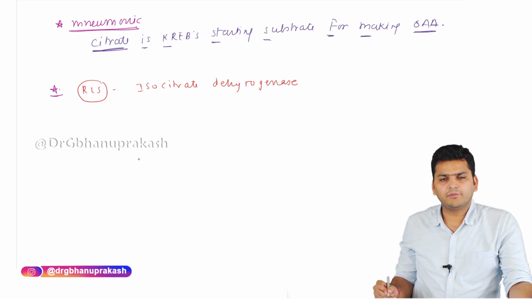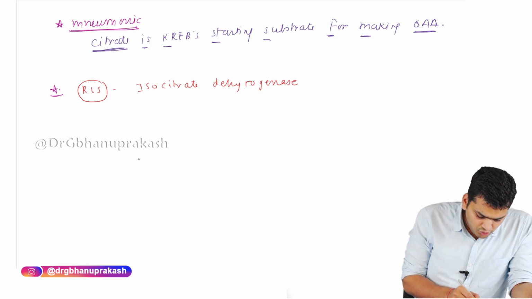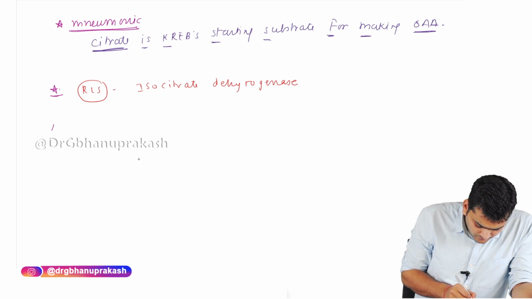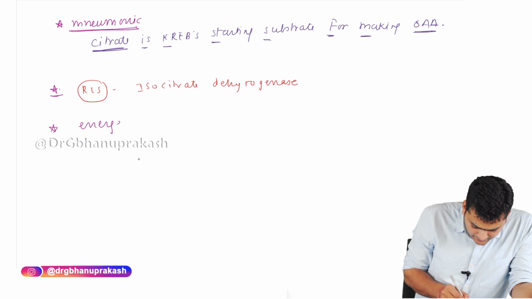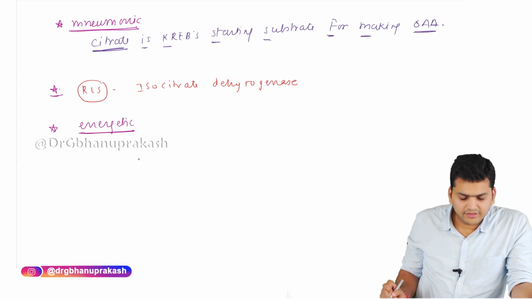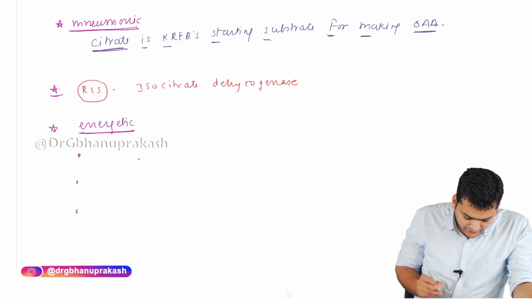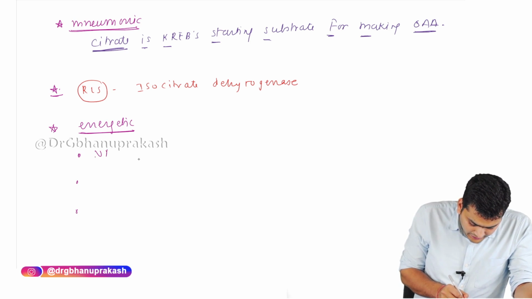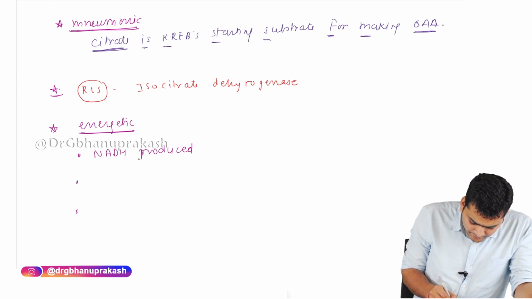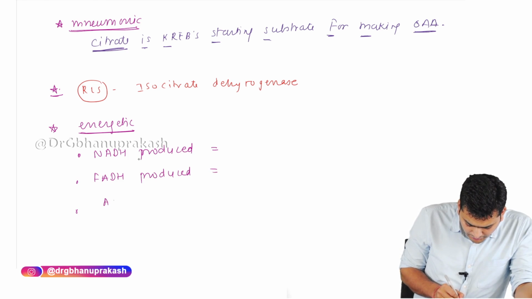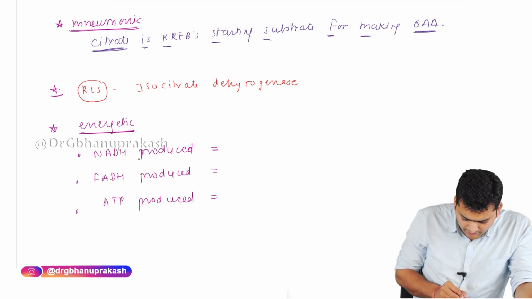Isocitrate dehydrogenase is the rate limiting step. When it comes to the energetics part, let's see how much energy we are generating. To understand the energy, let's bifurcate the energy into 3 parts: NADH produced, then the FADH produced, and lastly the ATP produced. Then we are going to sum them all.